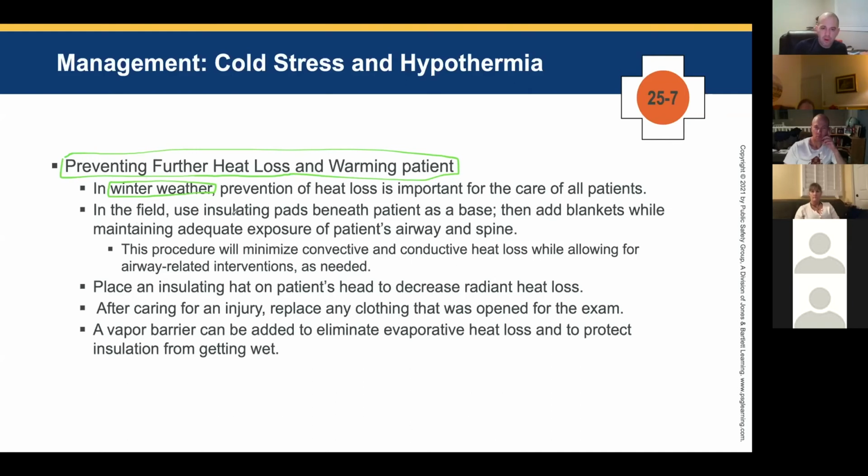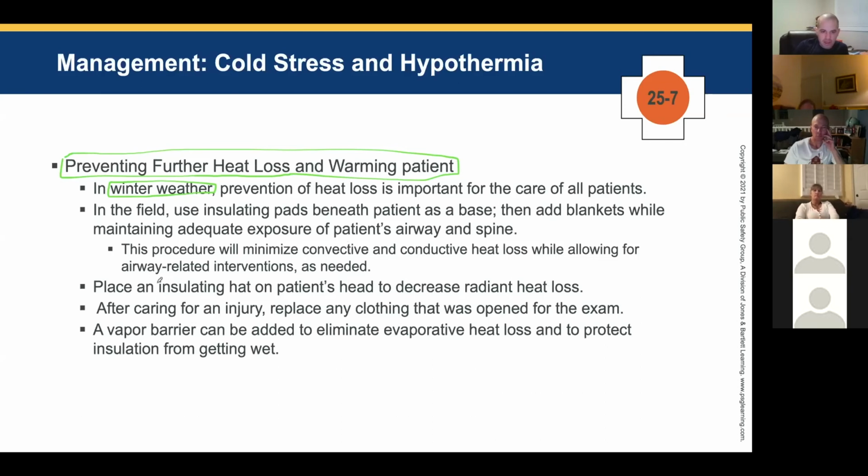So in the field, we want to use insulating pads beneath the patient as a base, and then add blankets while maintaining adequate exposure of the patient's airway and spine. This process will minimize convective and conductive heat loss while allowing for airway-related interventions as needed. So we want to place an insulated heat pad on the patient's head to decrease radiant heat loss. And after caring for an injury, we want to replace any clothing that was open for the exam. And a vapor barrier can be added to eliminate evaporative heat loss and to protect insulation from getting wet.